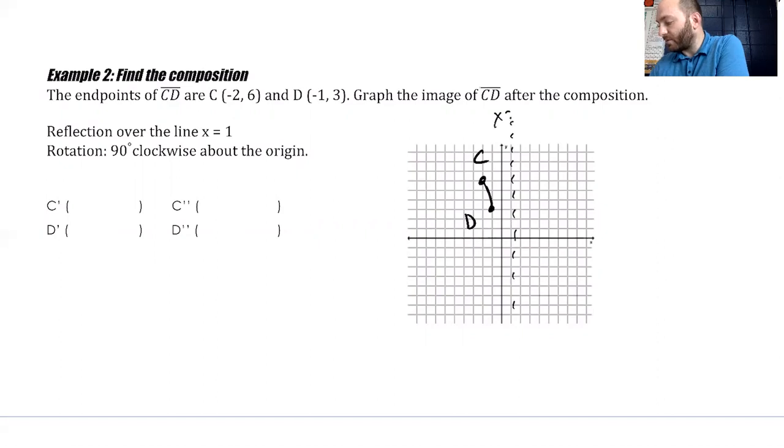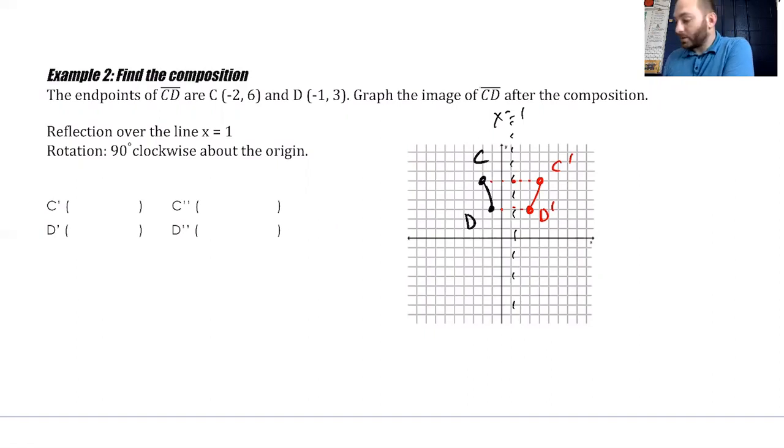So I'm going to graph my vertical line x equals 1. And let's go red again. So C is going to be 1, 2, 3 away. So 1, 2, 3 away. There's C prime. D is at 1, 2 spots away. So we're going to go 2 spots there for D prime. Okay. And then my last step is a 90-degree clockwise about the origin.